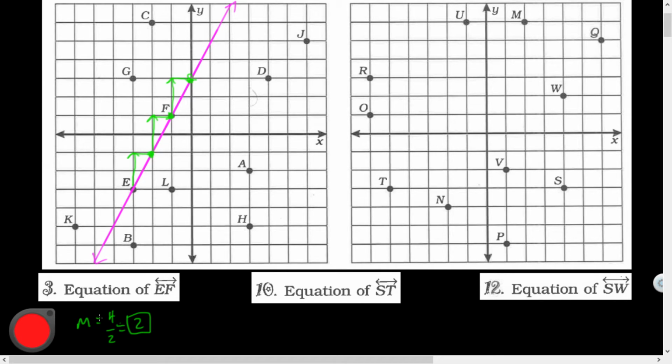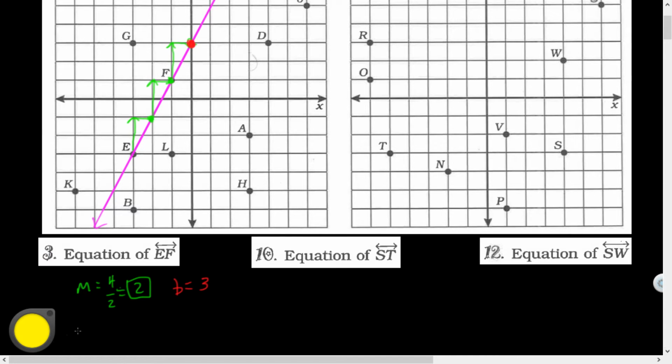Well, that's the slope. What's the y-intercept? Where does it cross the y-axis? What number is that on the y-axis? Yeah, +3. So if I want to write my equation of EF, I would have y equals 2x plus 3. All right, so I figure out the slope, I figure out the y-intercept, and then I write it in slope-intercept form. All right, good.